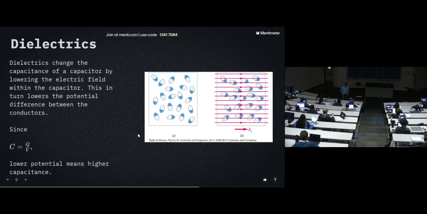The last thing that we need to discuss is that of a dielectric. Dielectrics change the capacitance of a capacitor by lowering the electric field magnitude within the capacitor. This in turn lowers the potential difference across the conductors. And since we're storing the same amount of charge but lowering the potential needed to store that charge, well, in that case, you would get a higher capacitance, right?